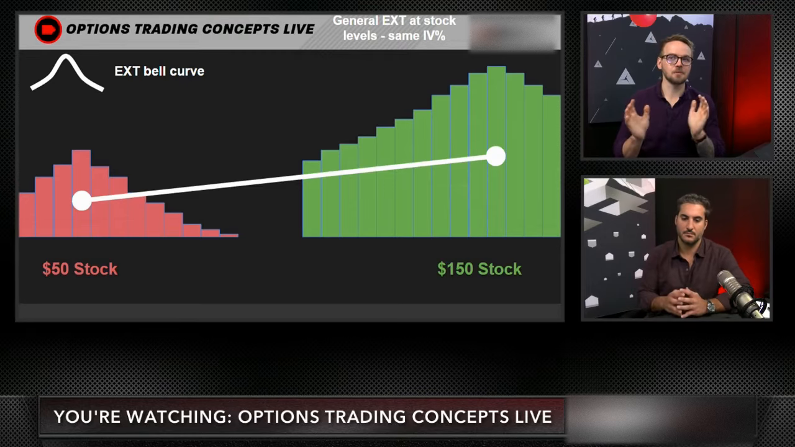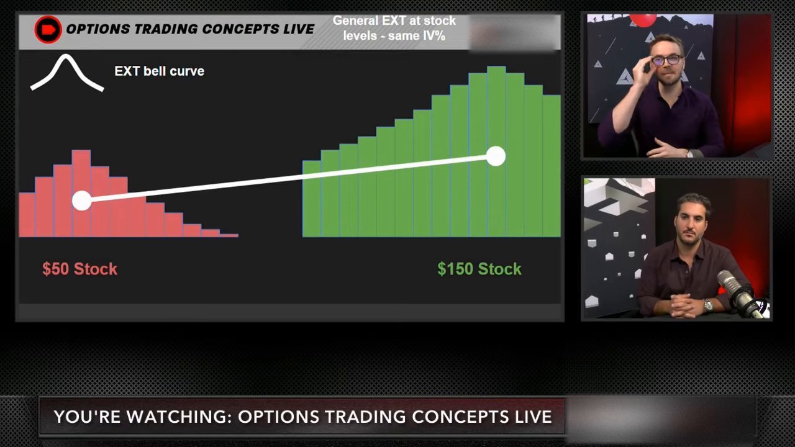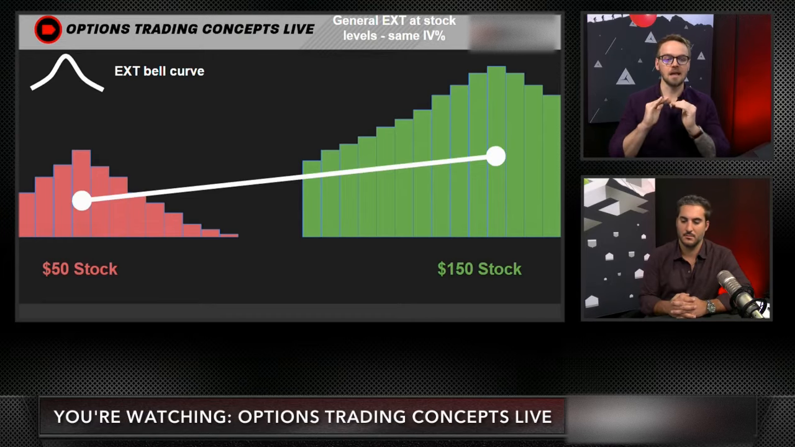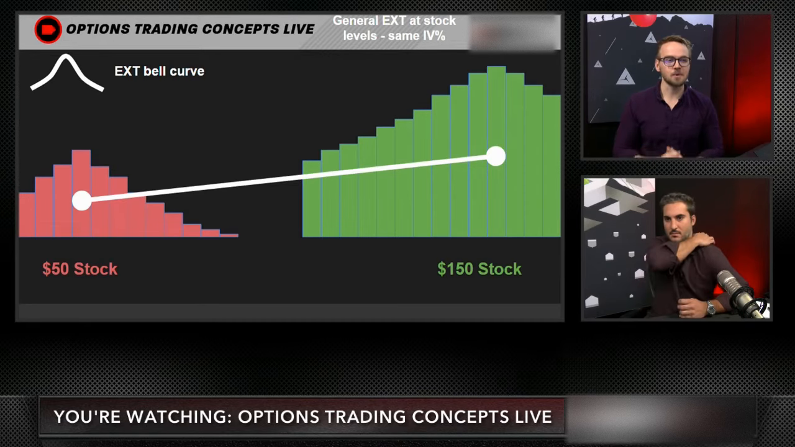So there's a lot of different ways you can look at this, but from a general standpoint, if you have a $50 stock and you have a $150 stock and everything is the same, the extrinsic value looking at different strikes would basically be 3 times more. Yep.